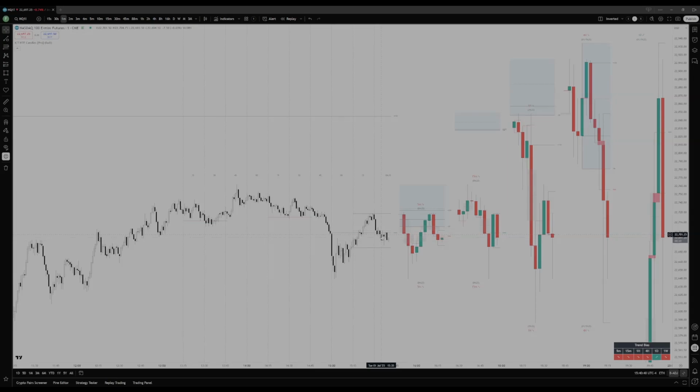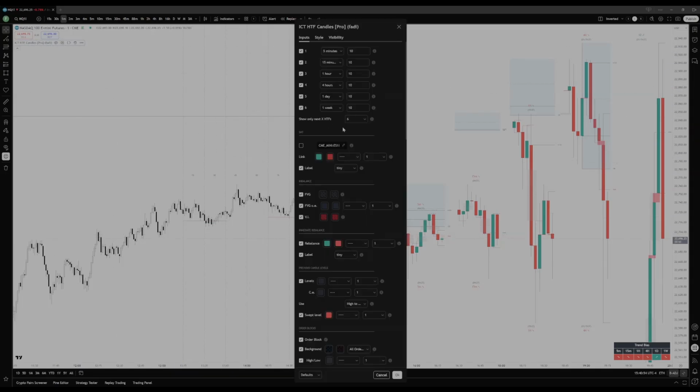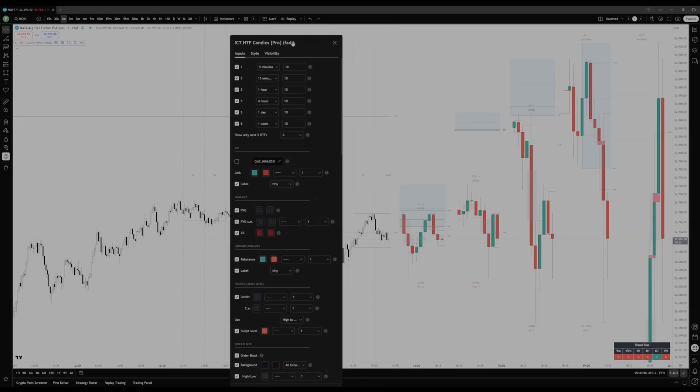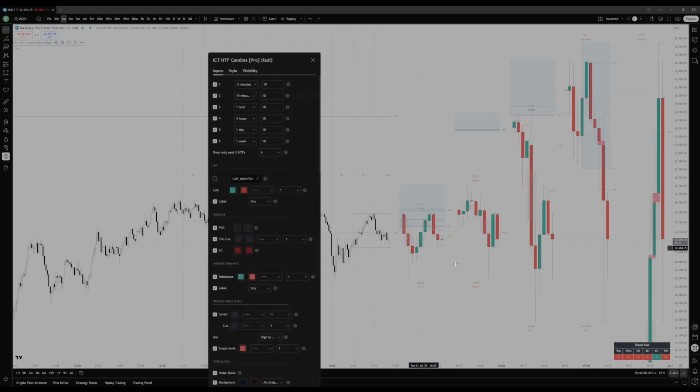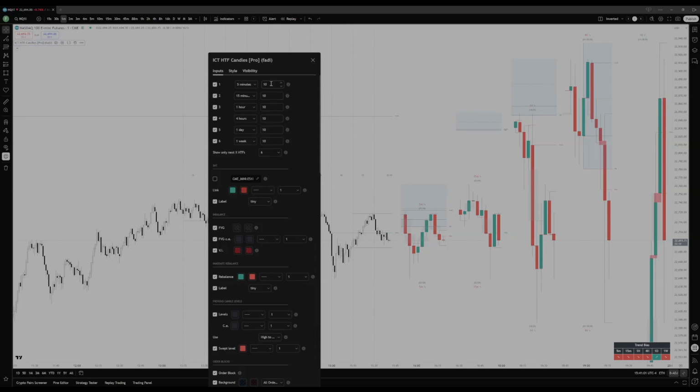Now, let's take a look at the settings, and let's see how we can make this work for you. The settings are broken down into sections. The first section controls what time frames you would like to see on the chart and how many candles you would like to see for each time frame. For example, for the 5 minutes, we want 10 candles. For the 15, we may want, for example, 5 candles and so forth.